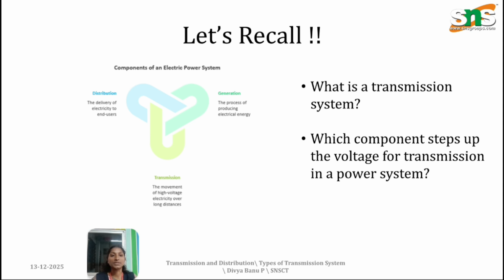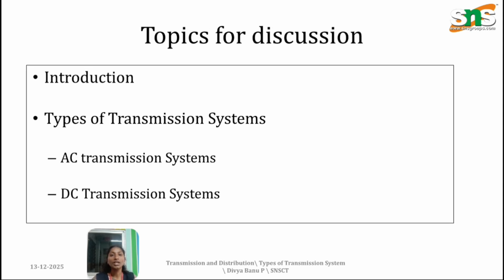Which component steps up the voltage for transmission in a power system? As we all know, the transformer is the only device which can step up the voltage for the transmission in a power system. So we use step up transformers in order to step up the voltage during the transmission. Here we have clearly mentioned the components of electric power system, which are generation, transmission and distribution. In this video, we are going to see the introduction and the types of transmission system. We have two types of transmission, AC transmission and DC transmission.